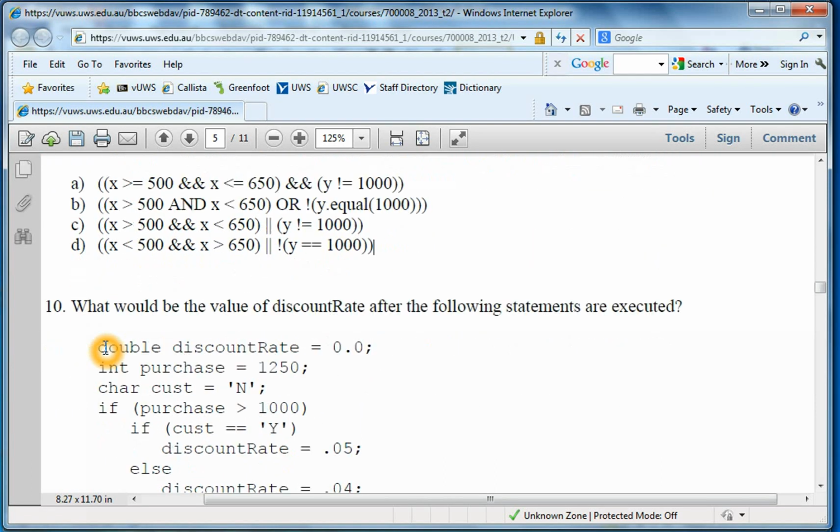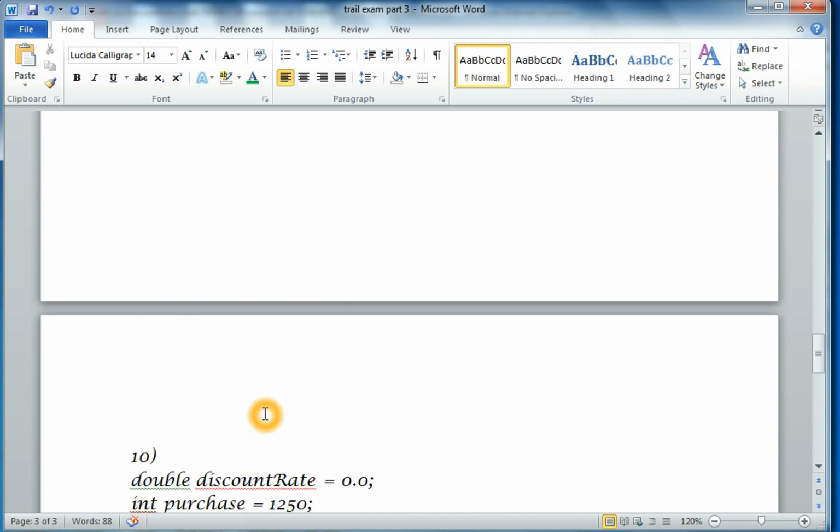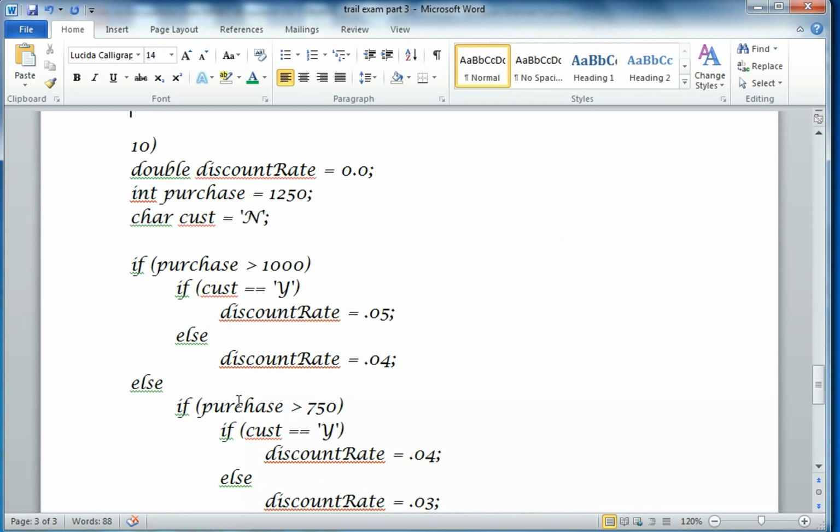Now number 10. Let's look at number 10 in the Word document. Okay, we can see number 10 says, what would be the value of discount rate after the following statements are executed? So after executing these statements, we start off with discount at 0. We are checking the purchase, 1250. Now, is 1250 greater than 1000? Yes, so I'm just going to put that part true.